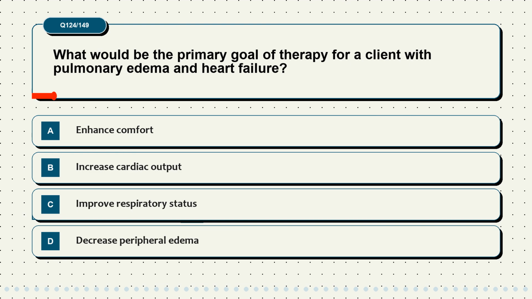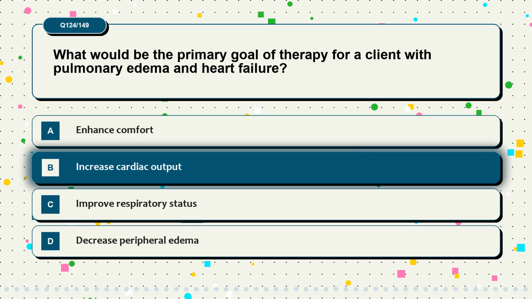Question 124. What would be the primary goal of therapy for a client with pulmonary edema and heart failure? Here are the options. Option A. Enhance comfort. Option B. Increase cardiac output. Option C. Improve respiratory status. Option D. Decrease peripheral edema.